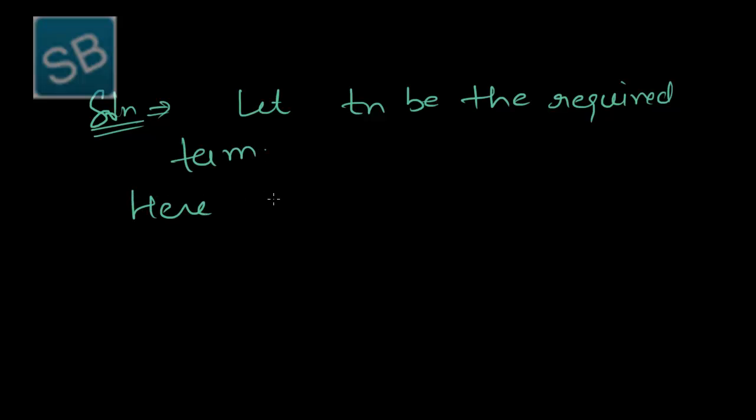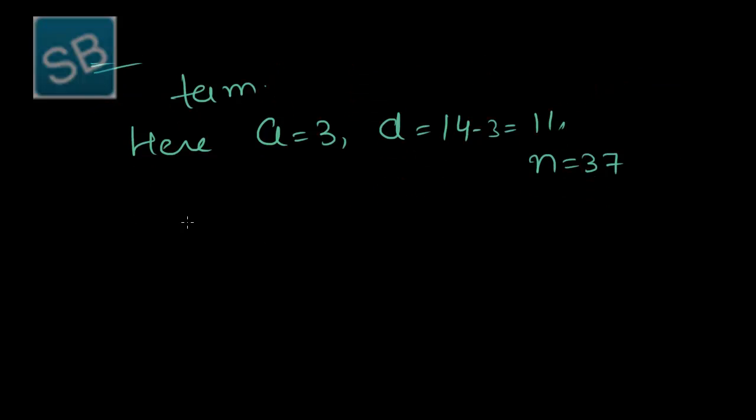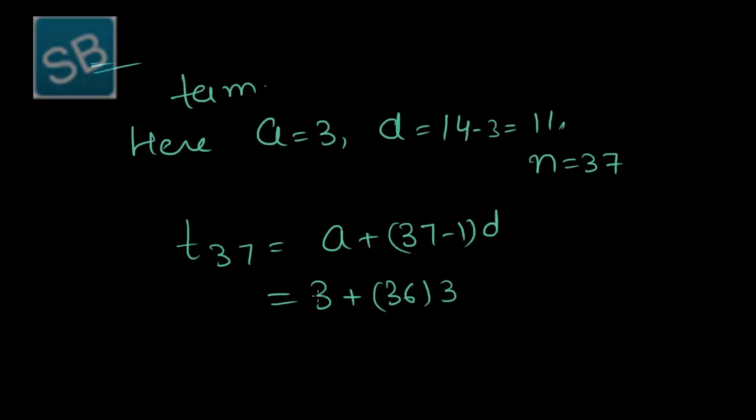Now the solution is, let Tn be the required term. Here a is equal to 3 and d is equal to 14 minus 3, which is 11, and n is equal to 37. So first of all we will find out T37, that is a plus (37 minus 1)d. a is 3 plus 36 into, sorry, d is 11. So we get 3 plus 396, that is 399. This is T37.